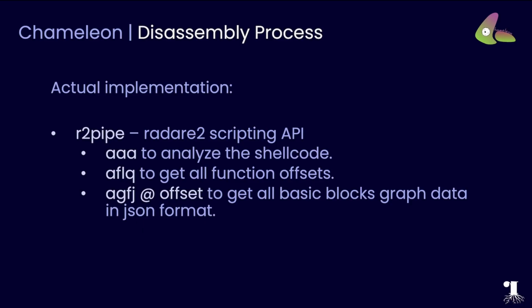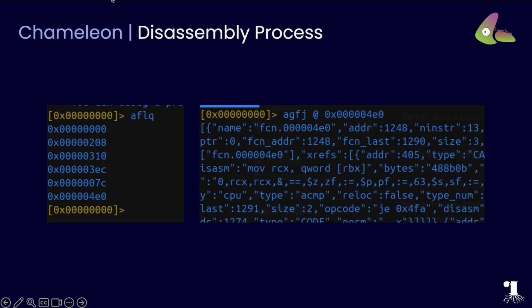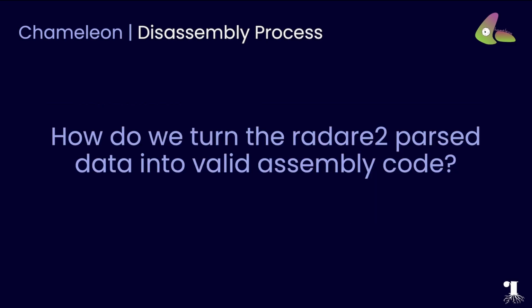We just get the original shellcode, we analyze it, then we list all the function offsets with aflq, and later we retrieve the basic block graph information in JSON format for each function offset. Here you can see both functions: here we retrieve the function offsets, and here we retrieve the JSON data for the control flow graph. This data is later parsed into Python classes, so it's much easier to use for the mutations later. Okay, so how do we turn this parsed data into valid assembly code?